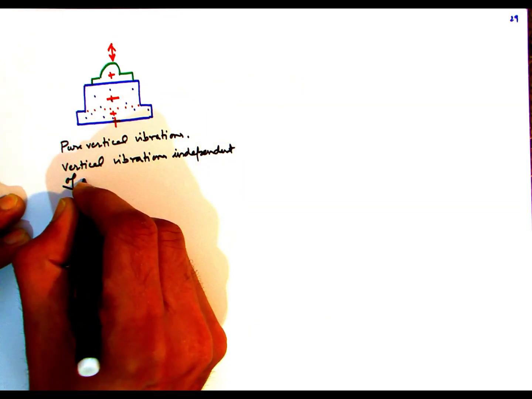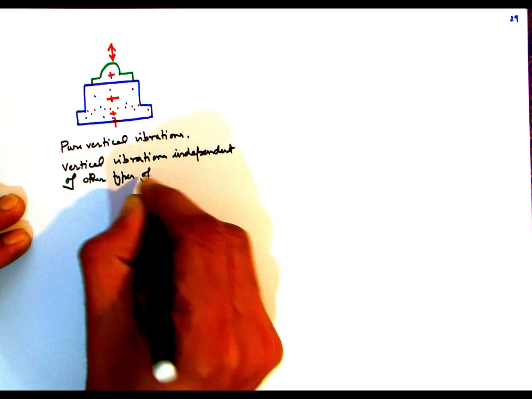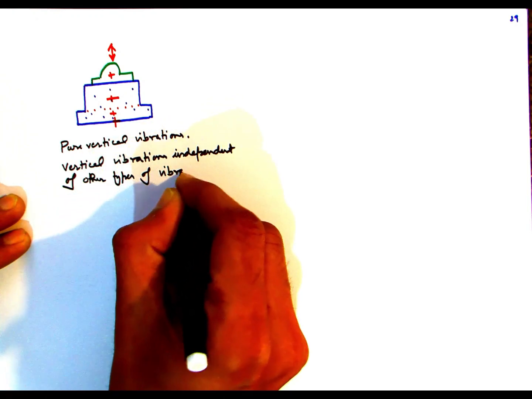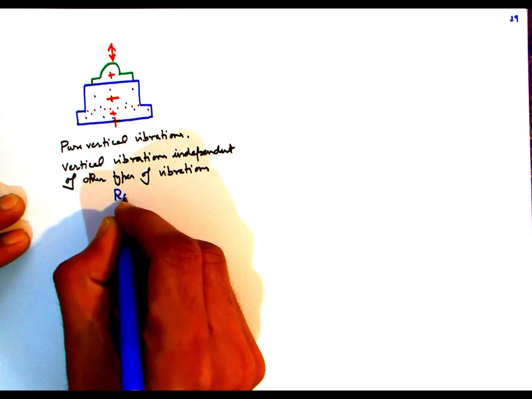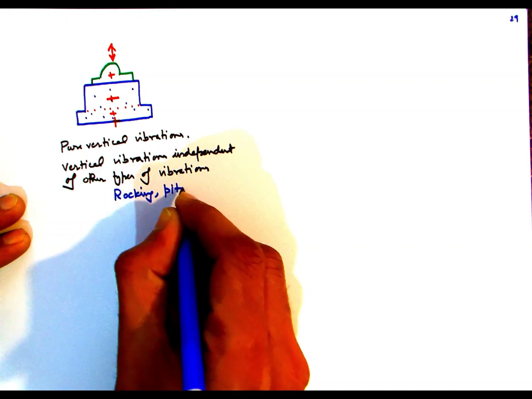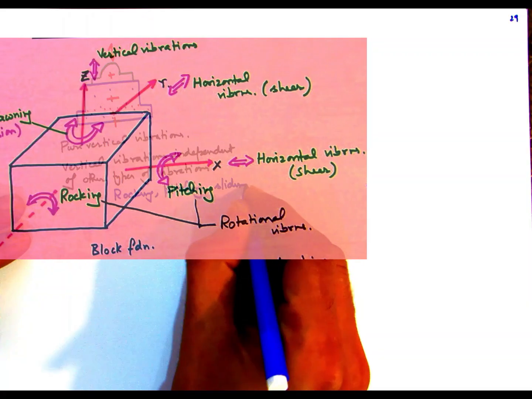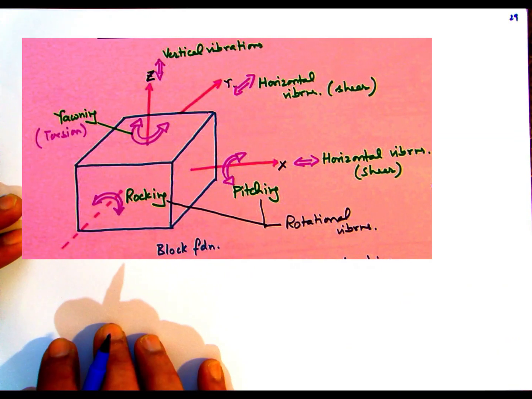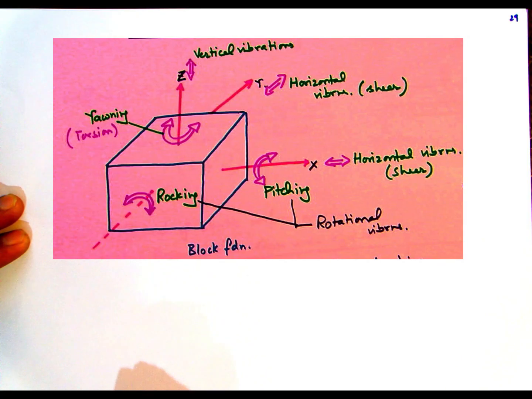Because in such a condition of operation, there won't be any rocking vibrations or pitching vibrations associated with the vertical loading. So as such, the vertical vibrations will be independent of other types of vibrations and will be uncoupled. Even if there is now a horizontal load acting on the machine foundation, its effect will be independent of the vertical vibrations.